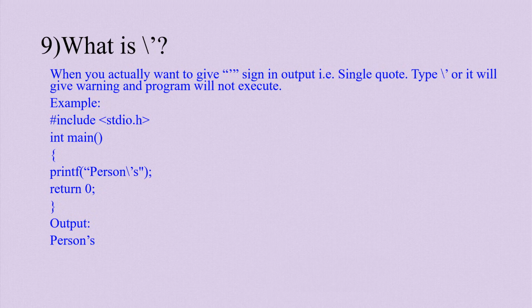The next thing here is, if you want a single quote in your output, you can also do this using backslash and single quote. Like we have done here, printf person backslash single quote s, so persons, if you want to output your statement like that. You can use the statement like this and get the output. That is, if you want to include a single quote as a part of your output, you don't have to give only a single quote, you have to use backslash and single quote.